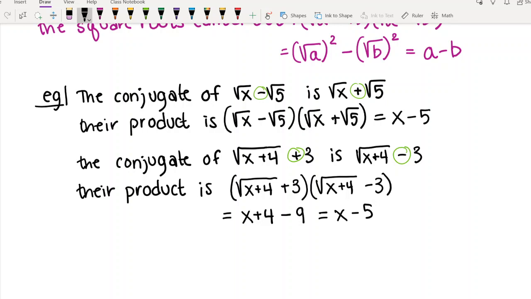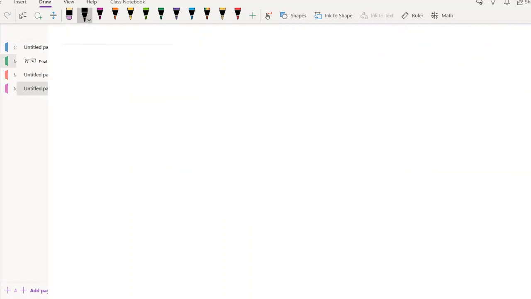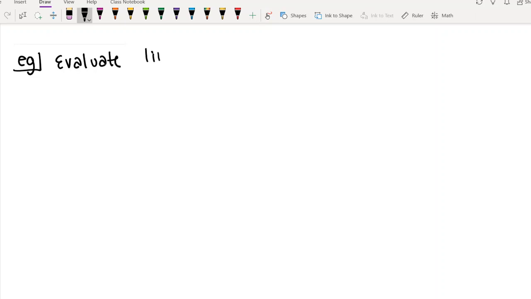Cool. So that's conjugates: just flipping that plus or minus and seeing that it allows you to cancel out the square root. So let's do an actual example of how we'll use this for finding limits. Let's say we wanted to evaluate the limit, the same one that I wrote down earlier, as x approaches 0 of square root of x squared plus 9 minus 3 over x squared.